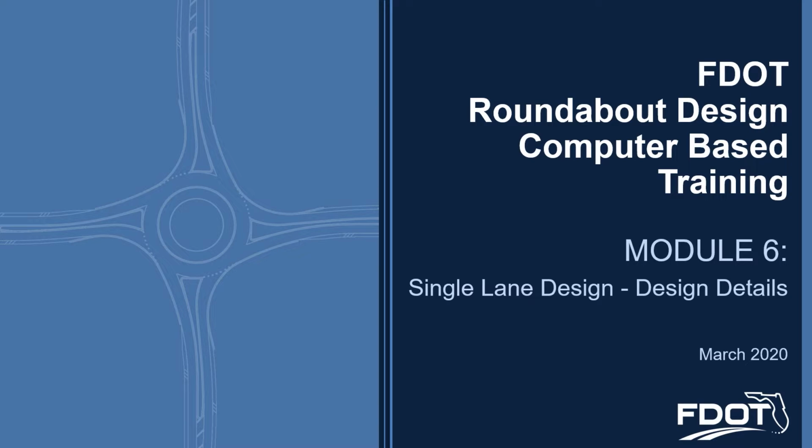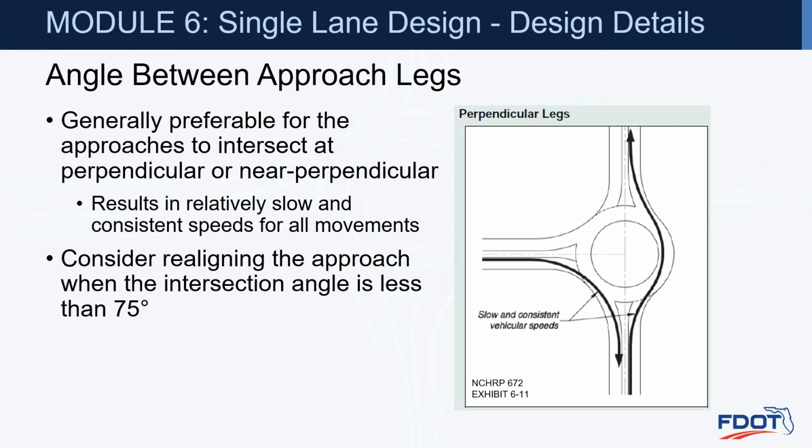Module 6, Single Lane Design, Design Details. Angle between approach legs. Generally preferable for the approaches to intersect at perpendicular or near perpendicular. This results in relatively slow and consistent speeds for all movements. And you're going to want to consider realigning the approach when the intersection angle is less than 75 degrees.